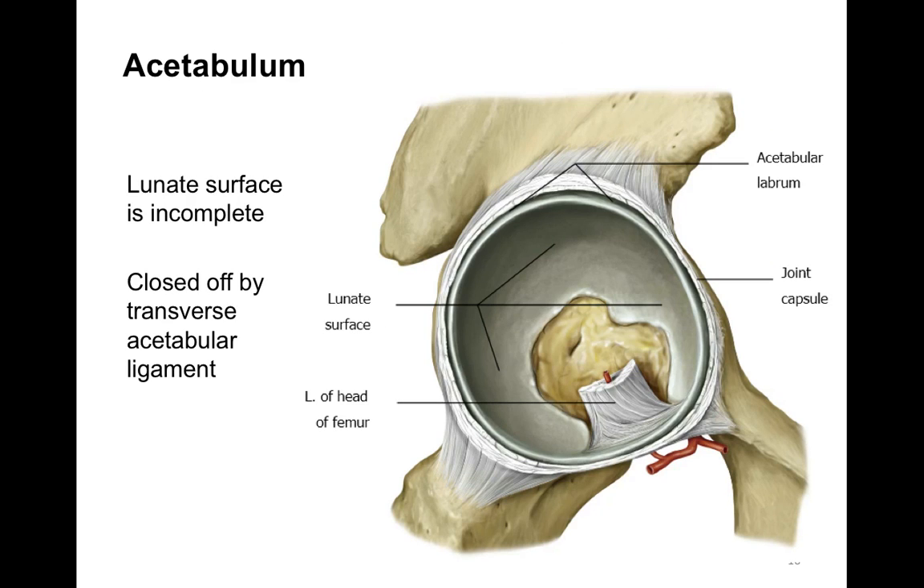And as we look at some detailed features of the acetabulum, we'll find a smooth surface of the bone, which is known as the lunate surface. Now, the lunate surface is incomplete at its inferior aspect. And so in order to close off the full circular aspect of the acetabulum, the transverse acetabular ligament is in place to complete this circle. The transverse acetabular ligament also provides attachment for the ligament of the head of the femur.